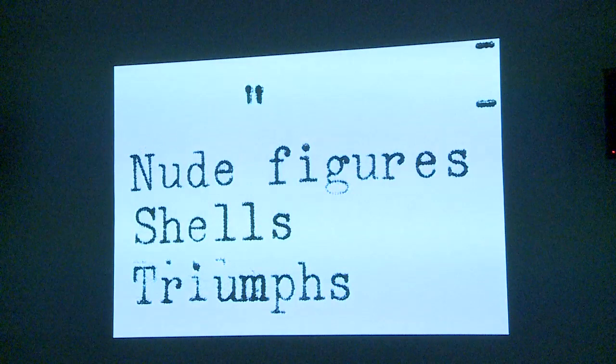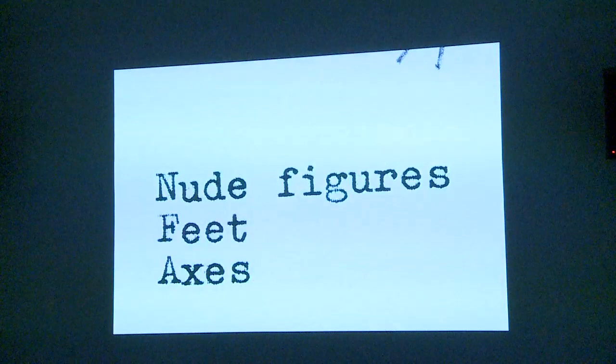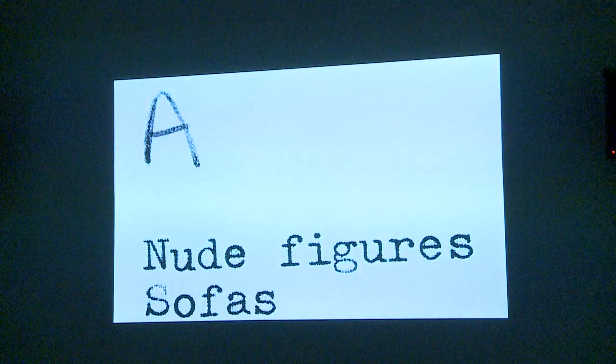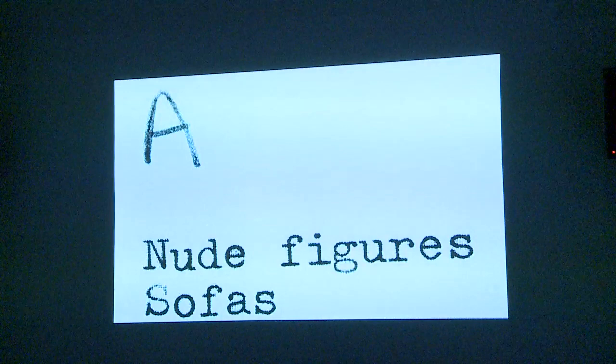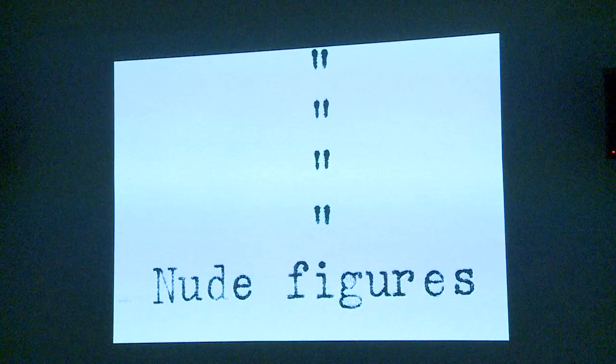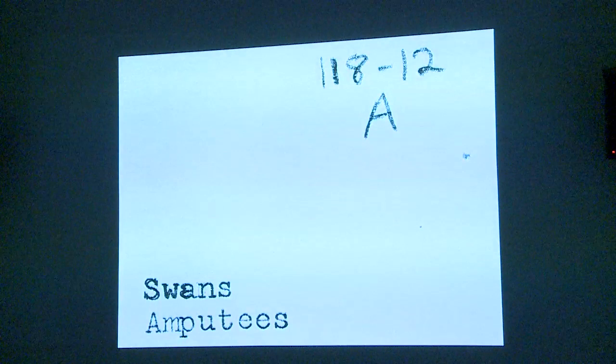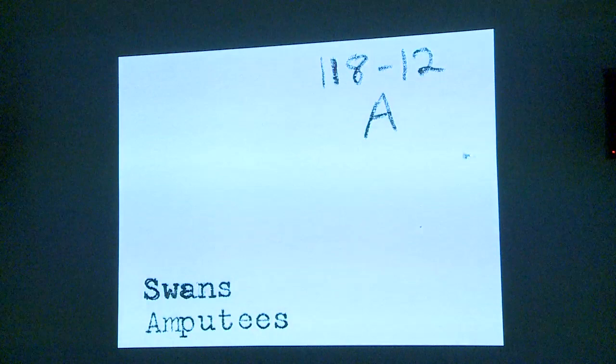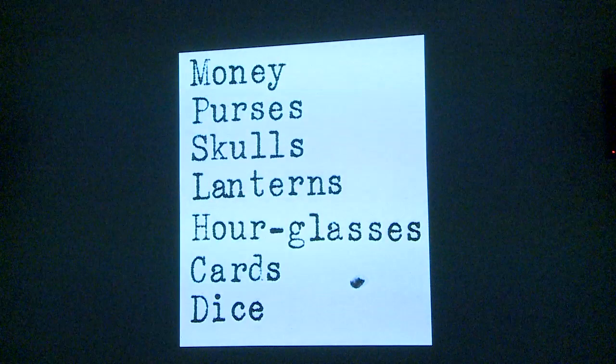And I did a bunch of nudes. So you can sort of try to imagine what could that be? It's like a nature morte.